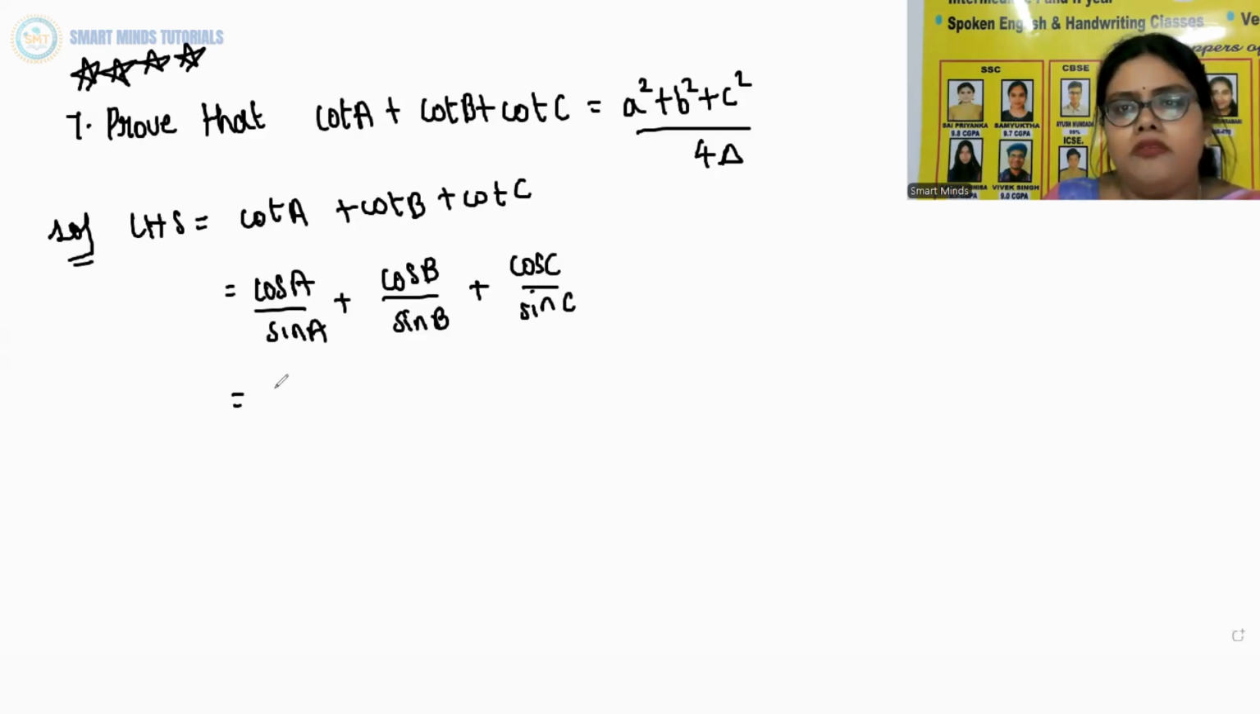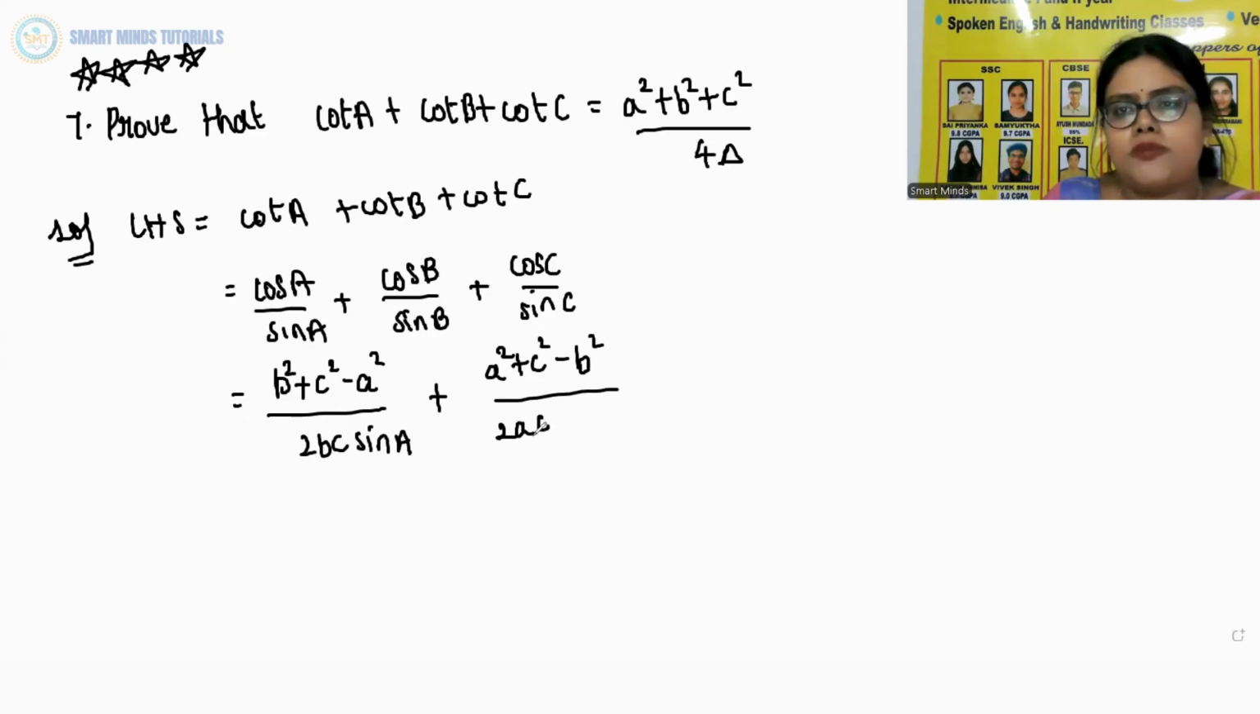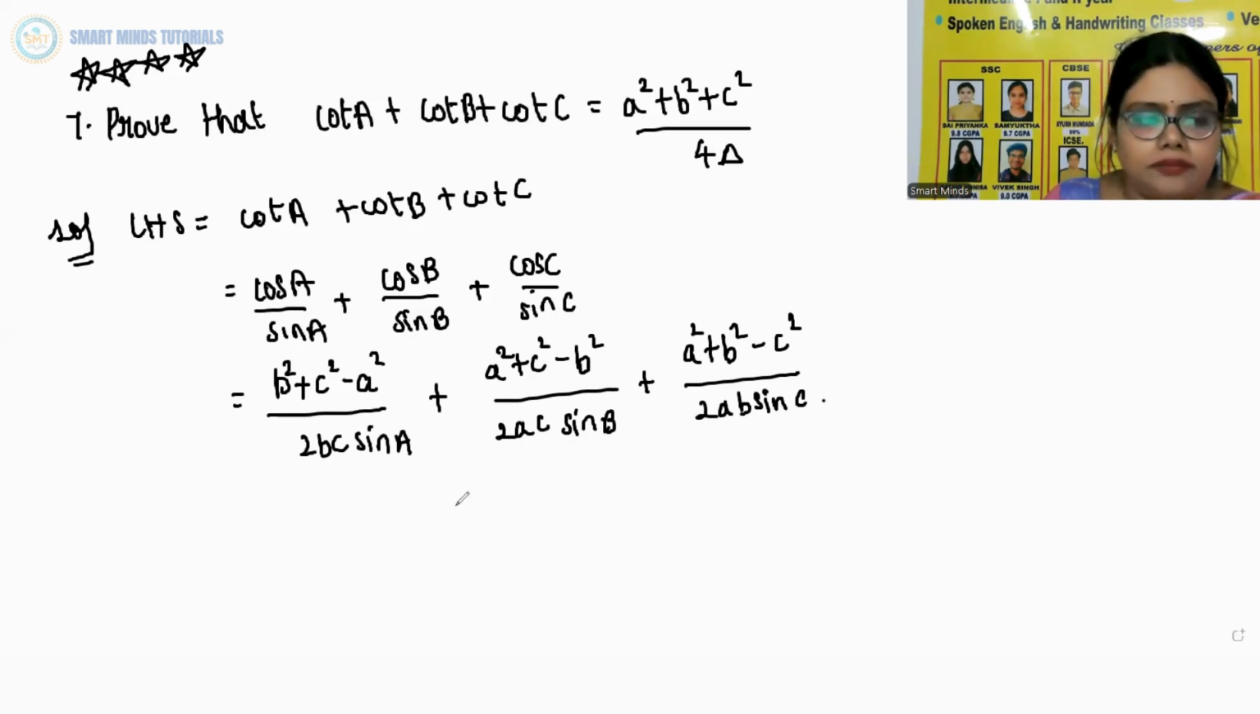Now from cosine rule we can write cos A as B square plus C square minus A square by 2BC. Then sine A we are writing as it is. Then cos B we can write as A square plus C square minus B square by 2AC. This is cos B from cosine rule. Then we have sine B, we write as it is. Then cos C we are writing as A square plus B square minus C square by 2AB. Then sine C we are writing as it is.